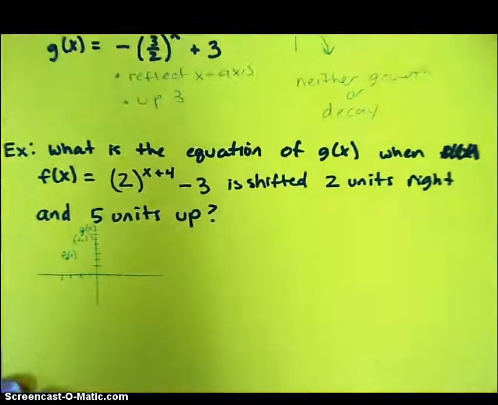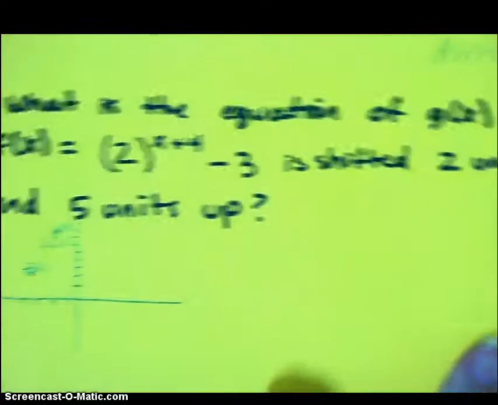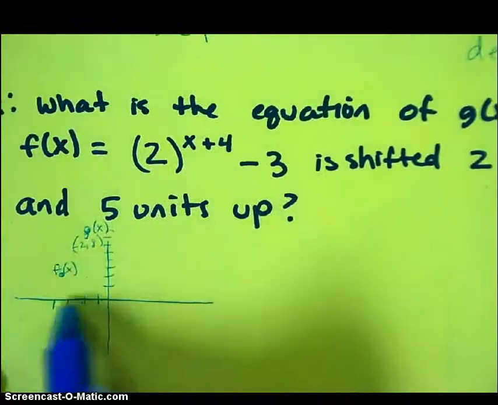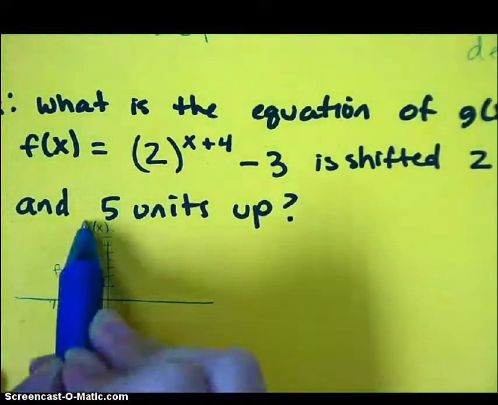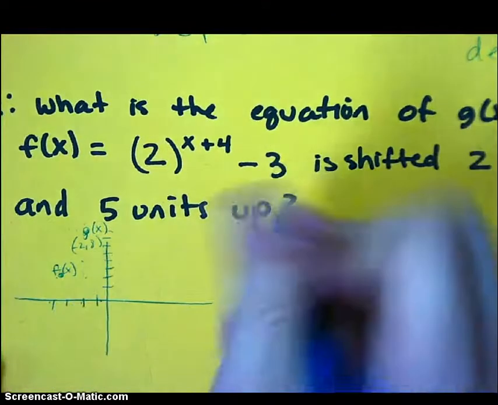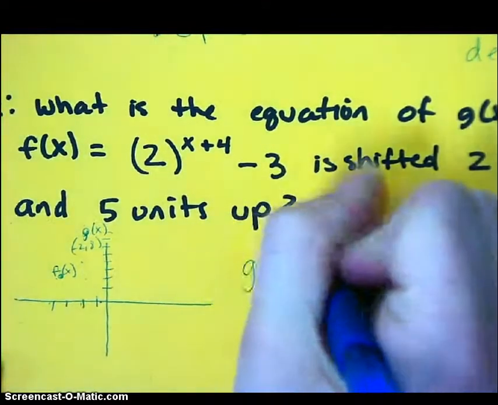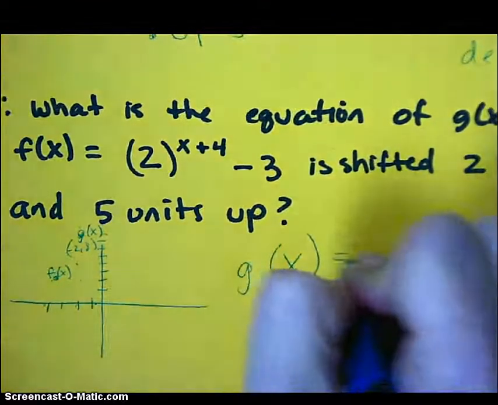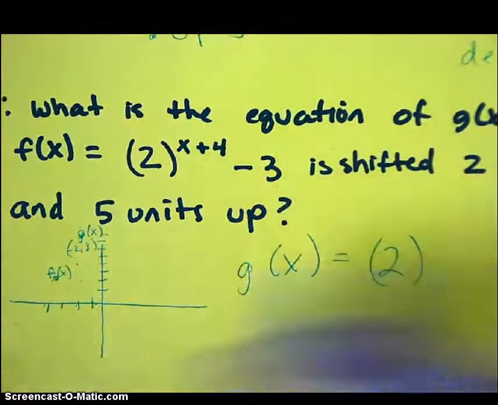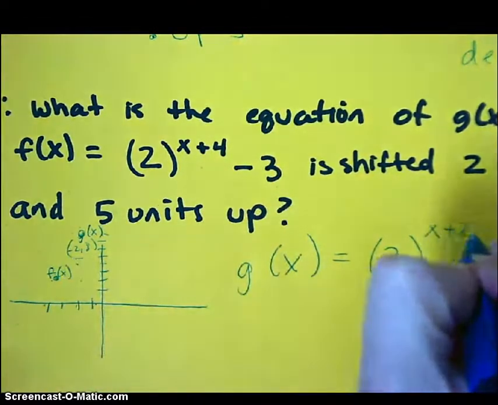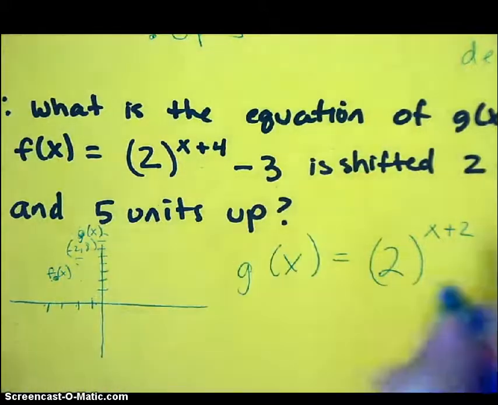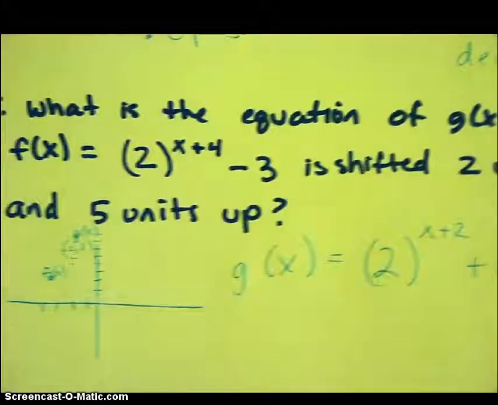So that's what we're going to use in our function. I know you can't see that very well. Let me zoom in for you. Okay, so f of x was at negative 4, 3. We went 2 units right and 5 units up, so now we're at negative 2, 8. So when I write my g of x function, g of x still has a base of 2. But now because it's at negative 2, we're going to say x plus 2. And it's at positive 8, so we'll say plus 8. And that is my new equation.